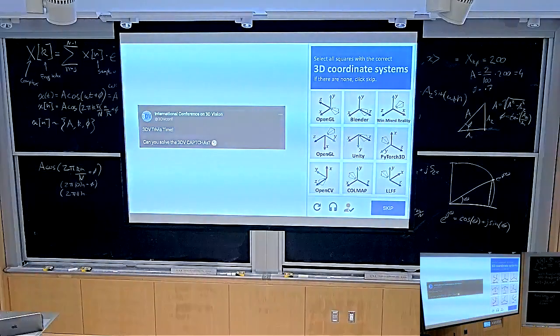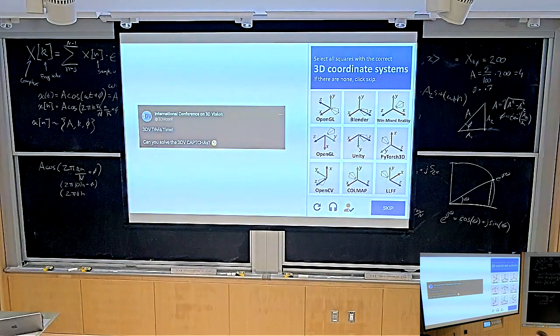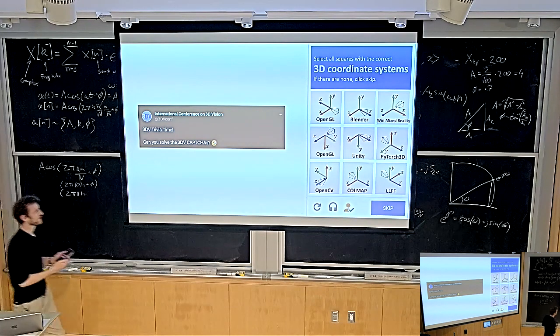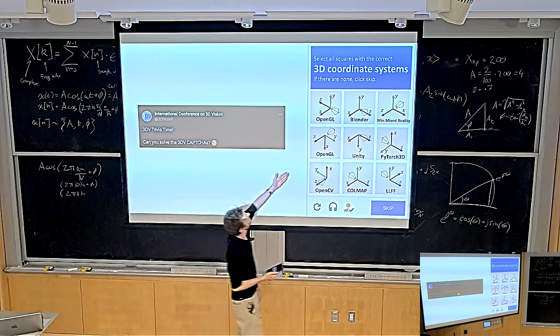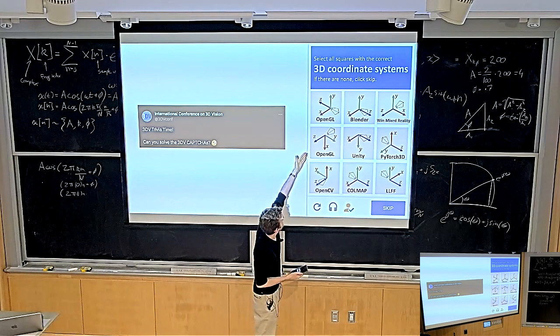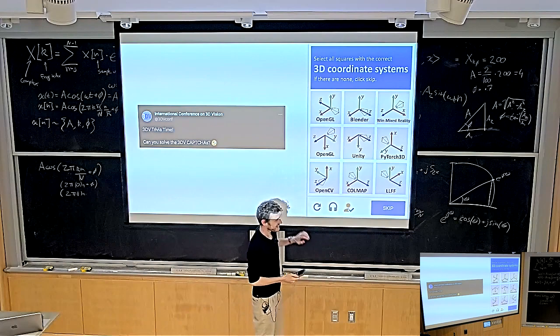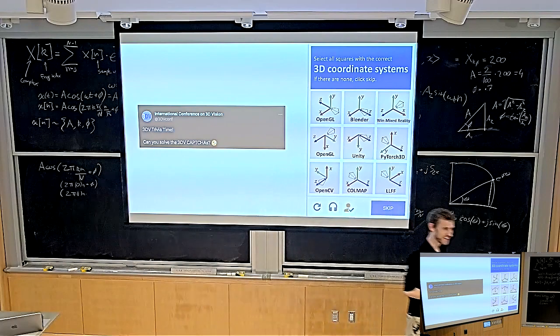But first, I saw this on Twitter the other day. This is the International Conference on 3D Vision, which is like the biggest conference on 3D computer vision. I told you this is a meme in the graphics community. This was posted on Twitter literally 3 days ago. Select all squares with the correct 3D coordinate system. If there are none, click skip. So I hope that you can figure it out.